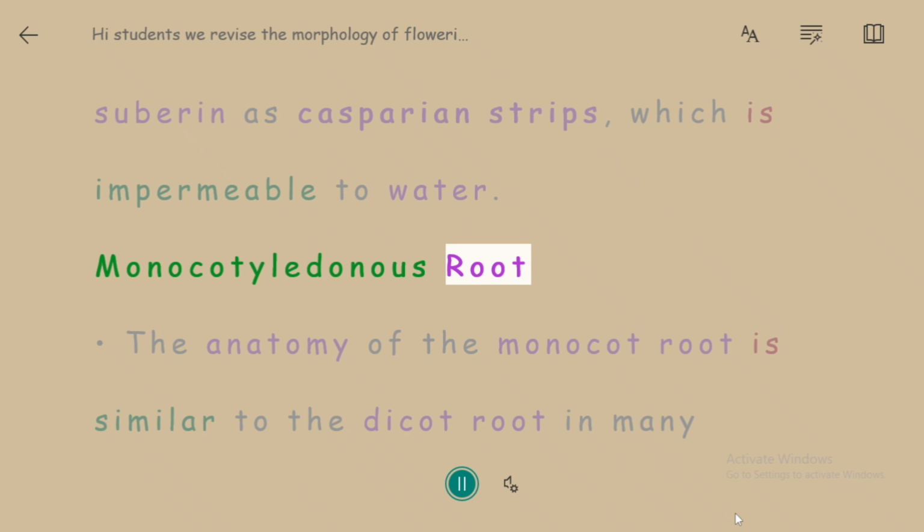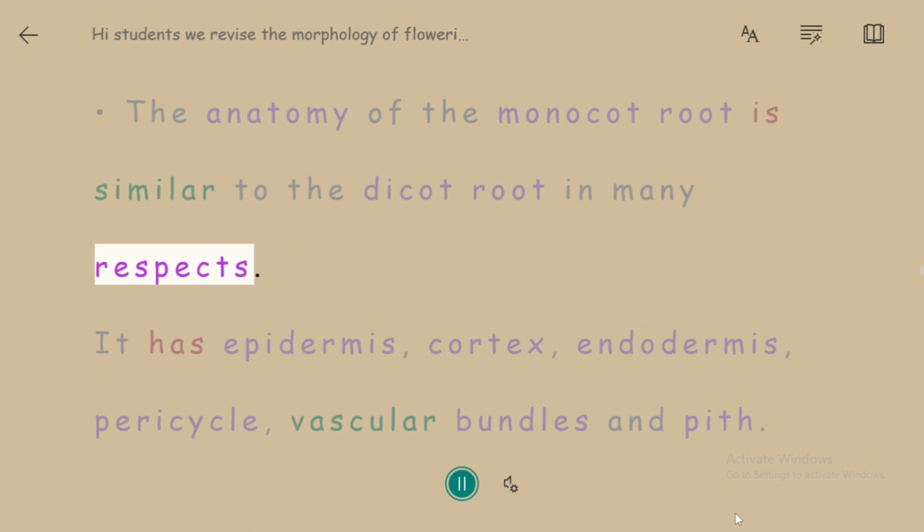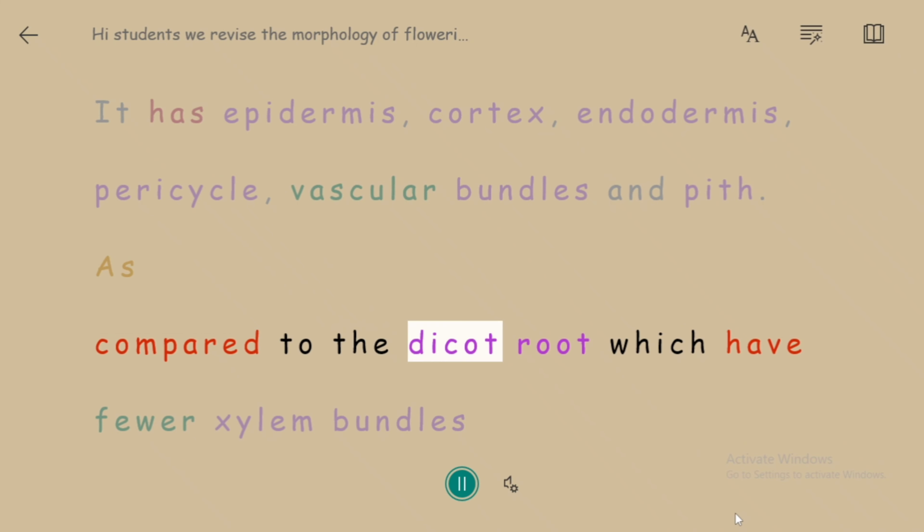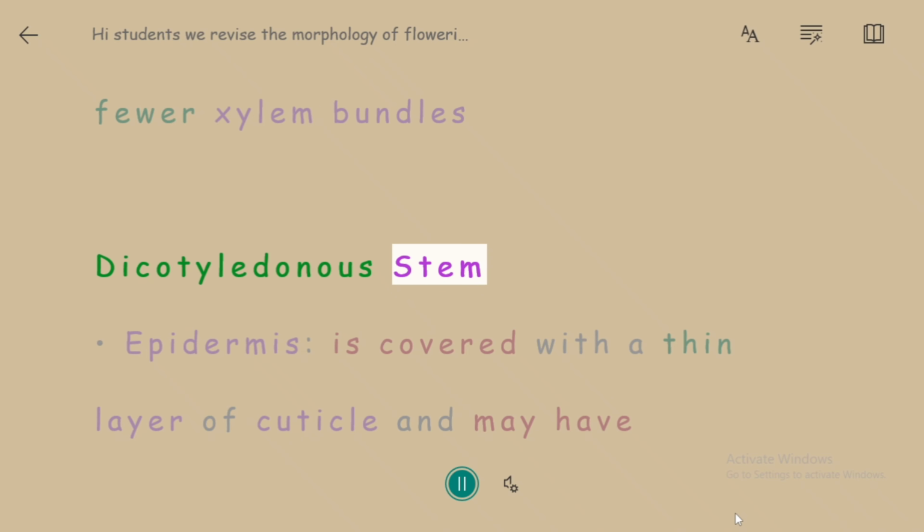Monocotyledonous root. The anatomy of the monocot root is similar to the dicot root in many respects. It has epidermis, cortex, endodermis, pericycle, vascular bundles, and pith. As compared to the monocot root, the dicot root has fewer xylem bundles. Dicotyledonous stem.